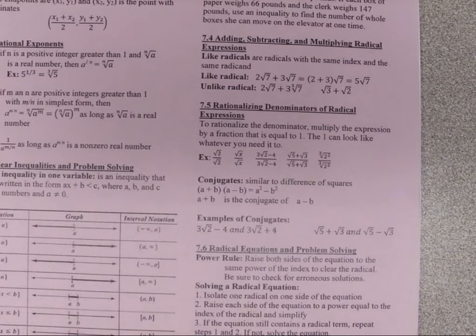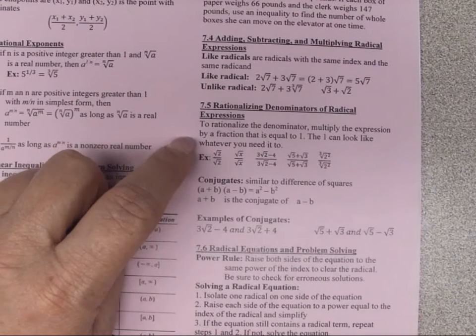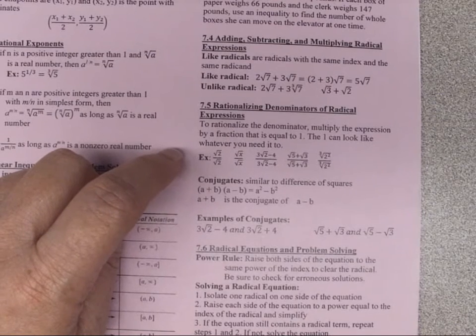We're going to talk about rationalizing denominators of radical expressions. To rationalize the denominator, multiply the expression by a fraction that is equal to 1. The 1 can look like whatever you need it to.